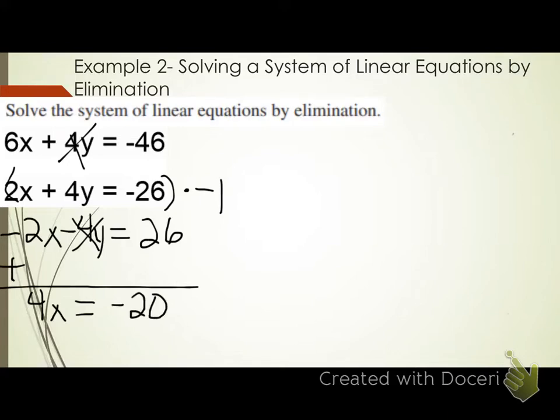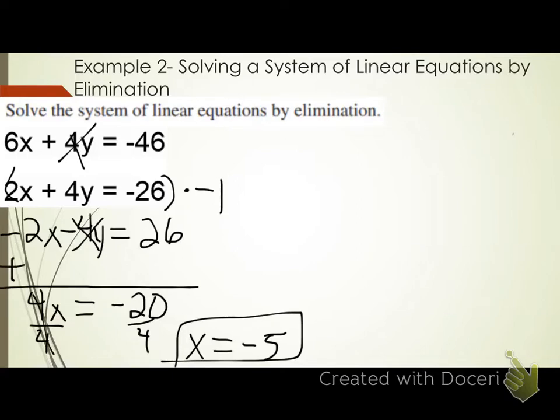We okay with that? How do I get x by itself? Divide by 4 on both sides. What does x equal? Negative 5. Very good. Questions there? So there we had to multiply one of our equations by something. Sometimes you're going to have to multiply both equations by something. We'll see an example here in a little bit.